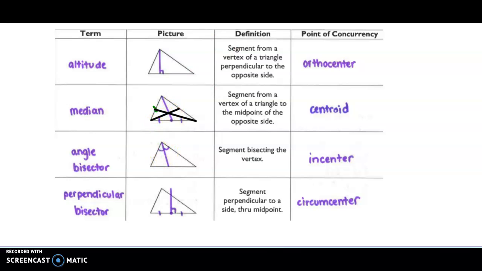The angle bisector, this one is where the angle is cut in half. That doesn't mean that the side opposite is cut in half. The angle is cut in half. And so you can do that with the other two corners of the triangle. You can bisect those angles, and that point of concurrency is called the incenter. So these have different vocabulary words. This is going to be pretty important to know for the quiz and for the final that's coming up in a few days.